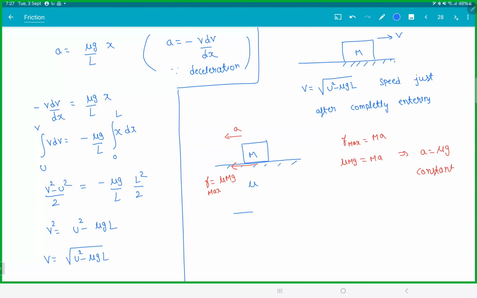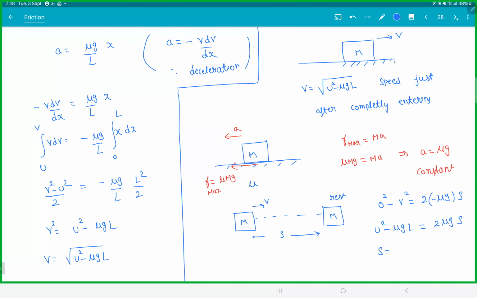So now the problem has become like this. Your block speed is v. You will travel some distance and stop. This distance is s. So v square minus u square is 2as. Here your final speed is 0. Square of v is 2 into acceleration, minus mu g, into s. v square is how much? Minus minus will cancel. u square minus mu g L is 2 mu g s. s will be u square by 2 mu g minus L by 2. What is this s? This is the distance traveled on the rough surface.